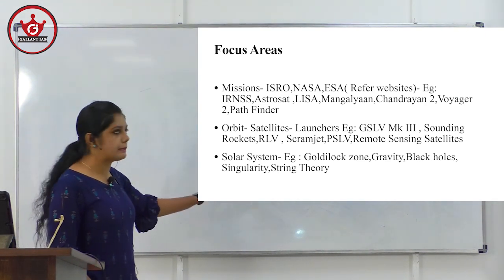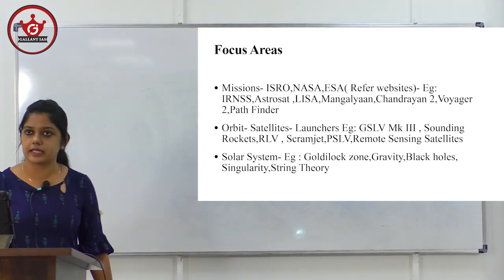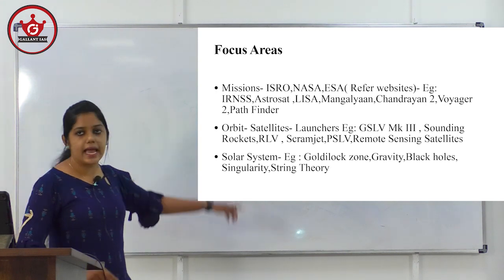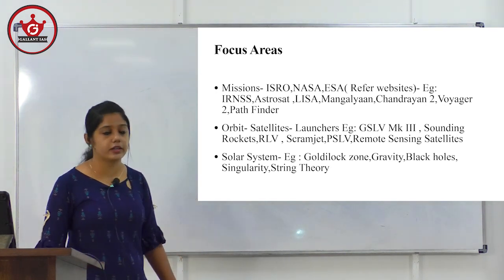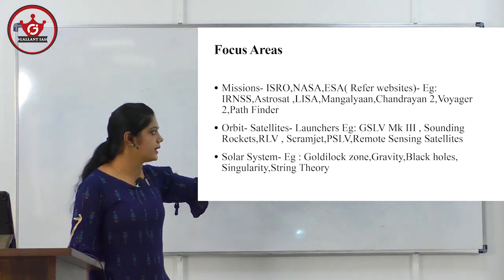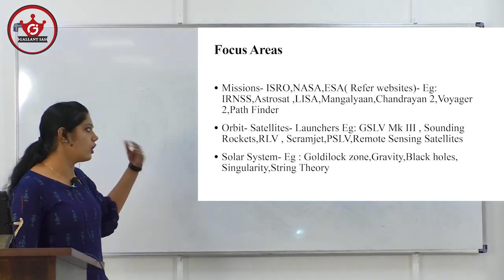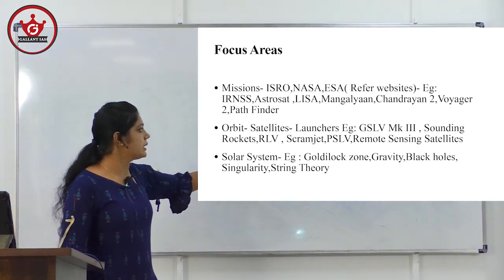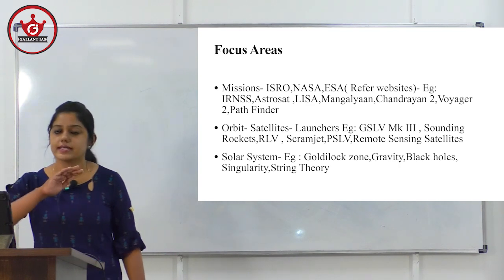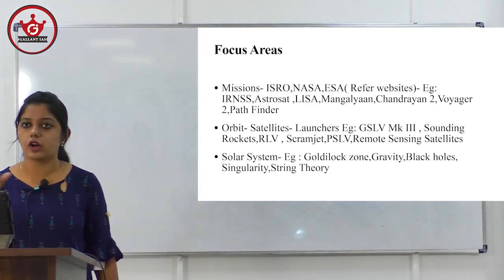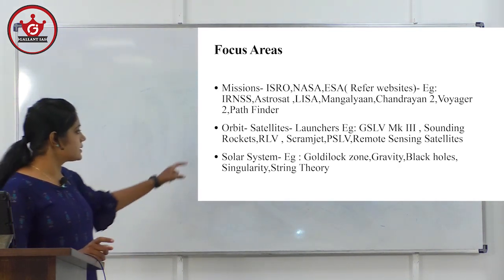And orbits are important. Geostationary orbit, geosynchronous orbit, polar orbit, all orbit related stuff is important. Then satellites are important. Launchers are important. For example, GSLV MK3 was already asked. Sounding rockets already asked. RLV, scramjet, PSLV, remote sensing satellite, all these are key areas. Make a one liner of all these topics. Next is the solar system.